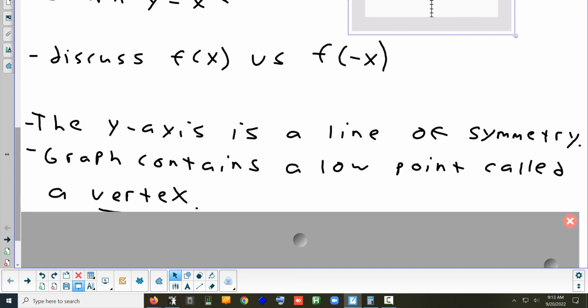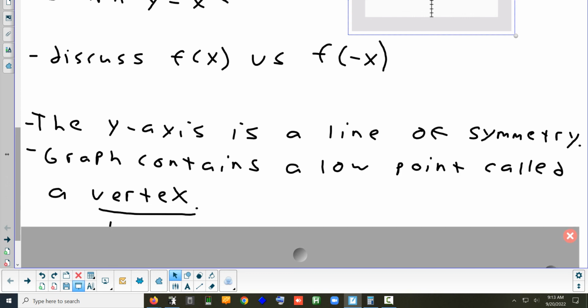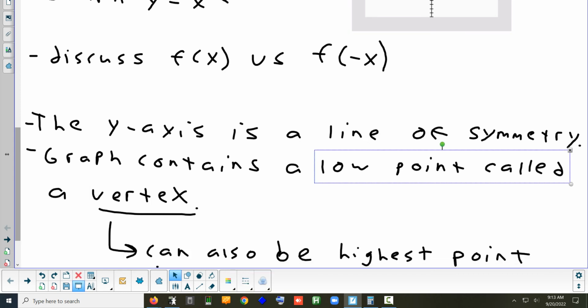So as we just kind of determined, the y-axis is a line of symmetry. All parabolas have a vertical line of symmetry. It might not always be on the y-axis if you move the parabola, but they all have a vertical line of symmetry. We already mentioned this, that the low point of a parabola is called the vertex. It could be the high point if you flip it, but it's called a vertex. Okay?